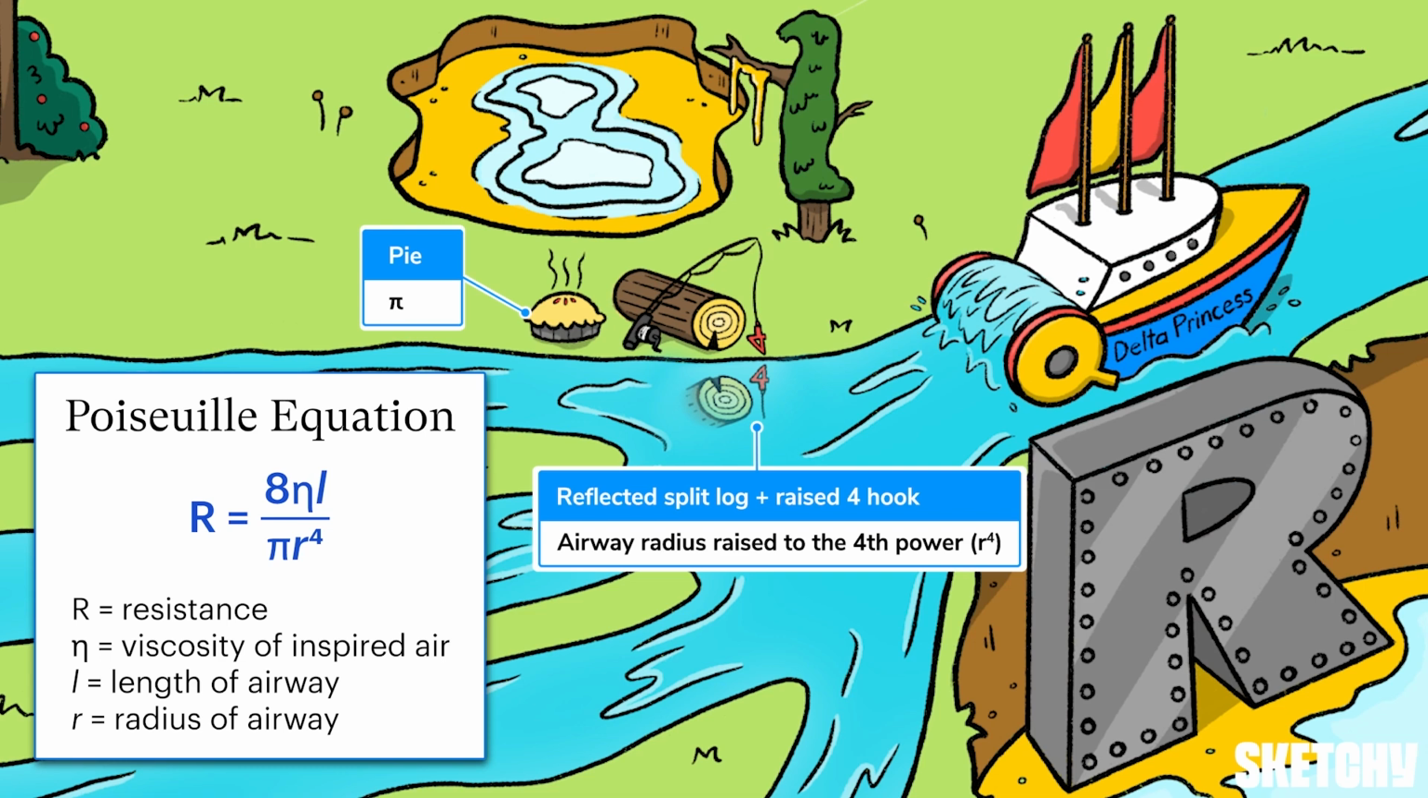To help put this relationship into context, an airway radius that's halved, or decreased by a factor of 2, will lead to airway resistance increasing and airflow decreasing by a factor of 16. And that's just when it's halved. If the radius were reduced by a factor of 4, airway resistance would increase and airflow would decrease by a factor of 256. This is precisely why the airway constriction associated with asthma can become so dangerous so quickly.